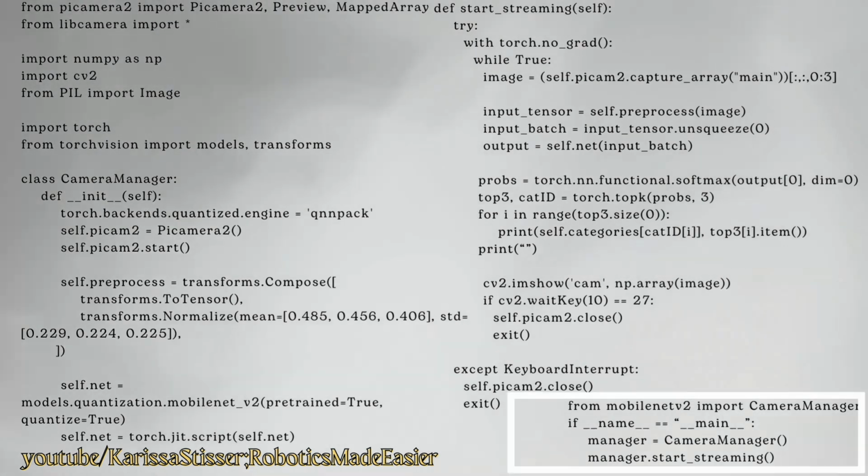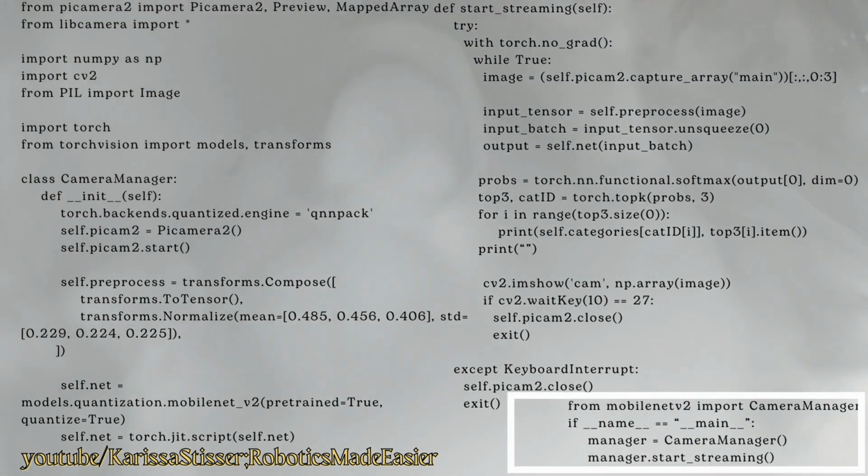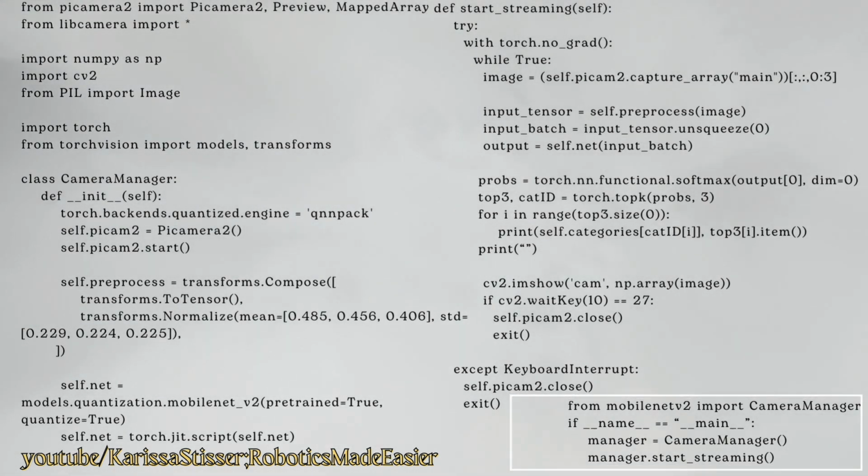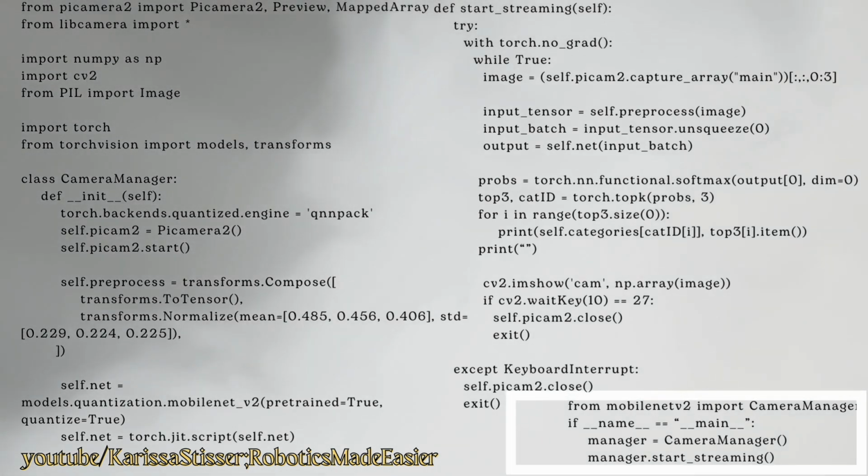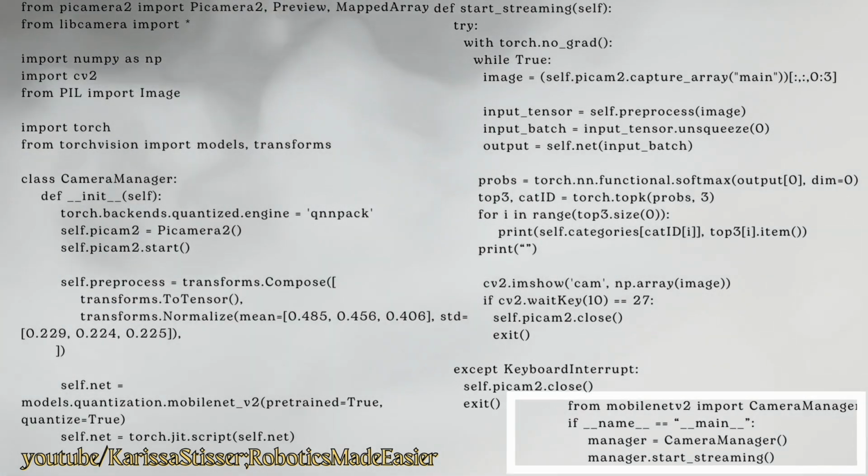And then finally, we're going to have this in a separate file in a main.py. We have the from MobilenetV2, which all the other code is in a MobilenetV2.py. We import the camera manager, and then in the if __name__ == "__main__", we create a camera manager object, and then we call the start streaming to get the data flowing.